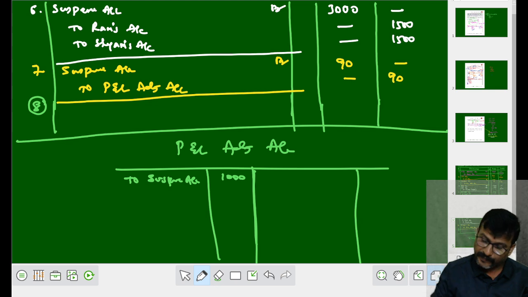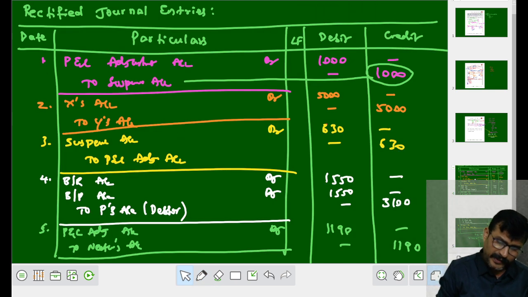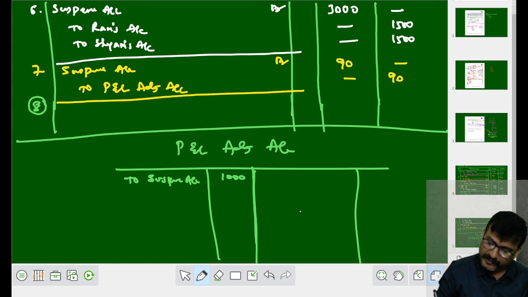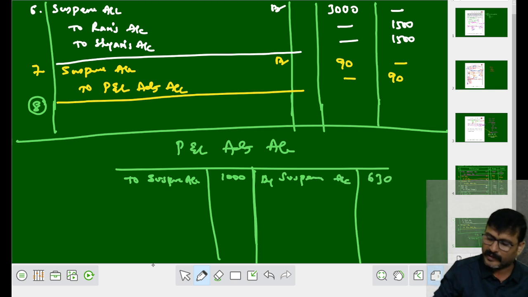See the next one. In XY, there is no suspense, P and L. Here we have a P and L adjustment. Now the suspense is in what side? Now the suspense is in the debit side of journal. So suspense goes to where? Credit side of ledger. So let us write by suspense account. It is how much? 630.